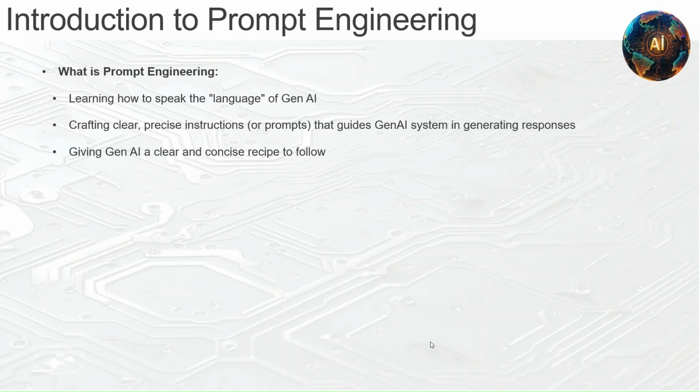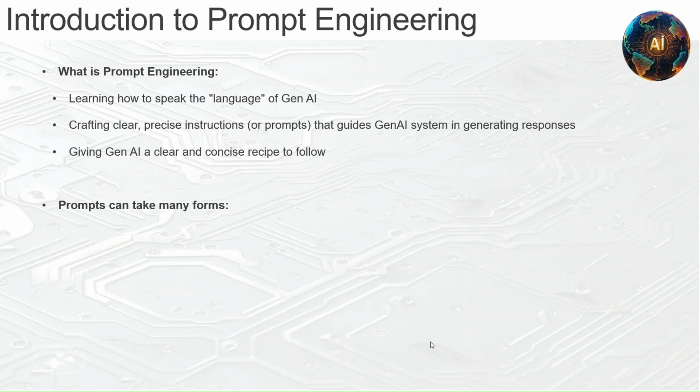At its core, prompt engineering is crafting clear, precise instructions that guide GenAI in generating responses. You are essentially giving GenAI a clear and concise recipe to follow, specifying the desired ingredients, which are the inputs, and then the outcome or the outputs. These prompts can range from simple questions to complex scenarios, and they can be used to generate text, images, code, and even music.